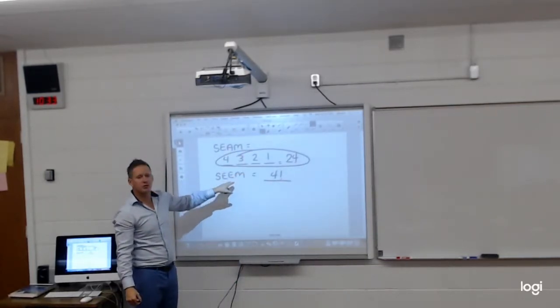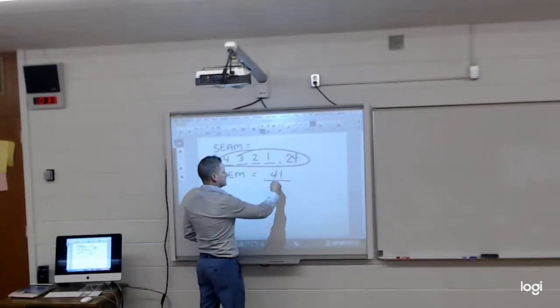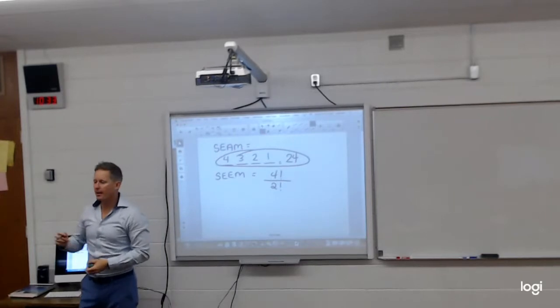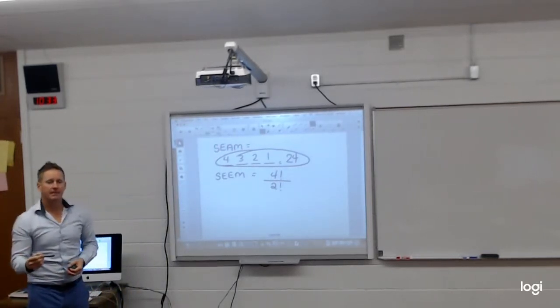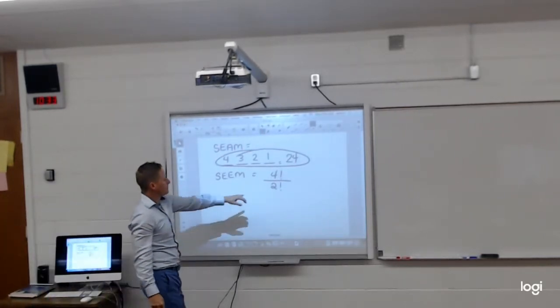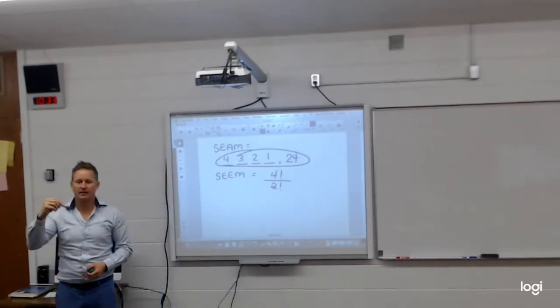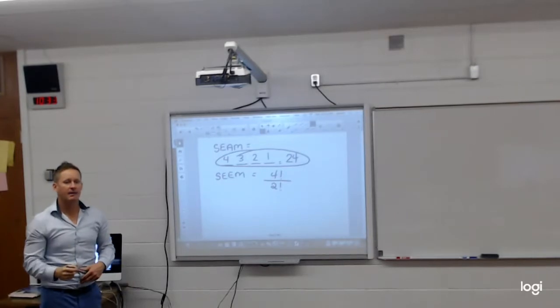Now I have 2 letters that are the same, so I'm going to divide by that value right there. So I divide by the number of letters that are the same. Now, what does this represent? Well, that represents the number of ways in which I can take the letters E and arrange them separately.